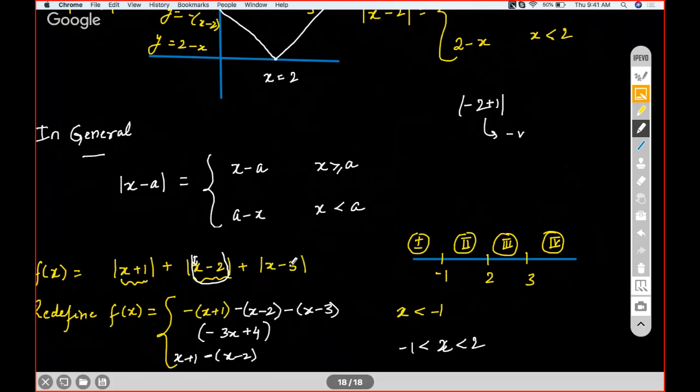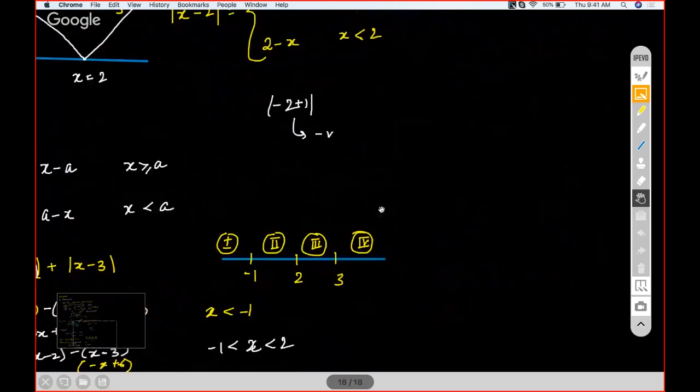0 minus 3, negative quantity, so it will become negative of x minus 3, that is minus x plus 3. If you simplify it, I'm just writing it in brackets, it will be negative x, 2 plus 3 plus 4, that's 6. Since there is no space, I'm moving to the right.